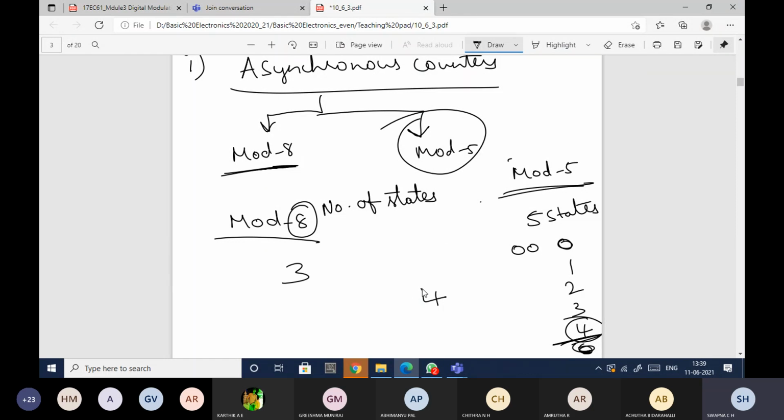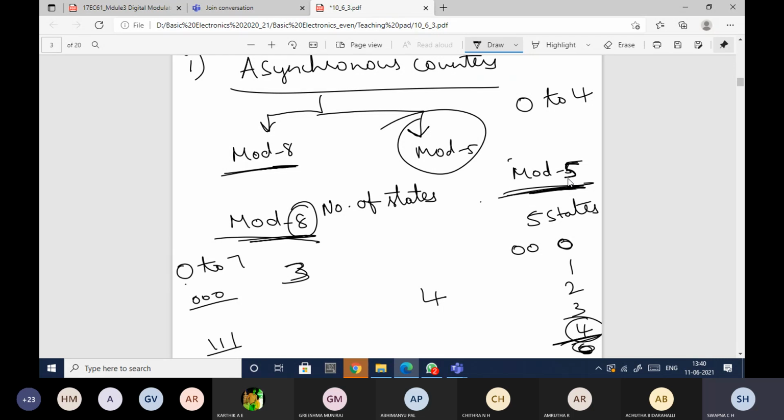See, in the mod 5 counter, it has to start from 0 and count until 4. In the same way, the mod 8 counter has to start from 0 and count until 7, that is 0, 0, 0 to 1, 1, 1. Here all 8 states it is counting, so you need 3 bits. But when it comes to the mod 5 counter, how many flip-flops are required?